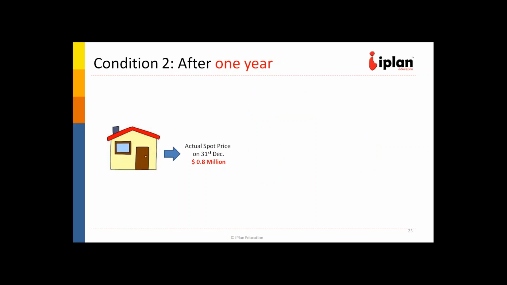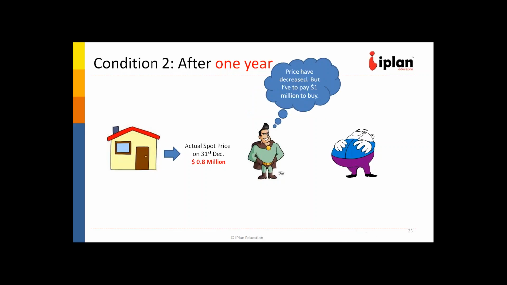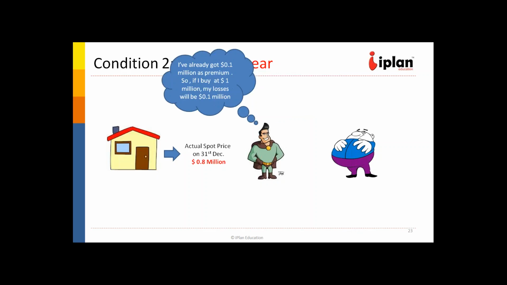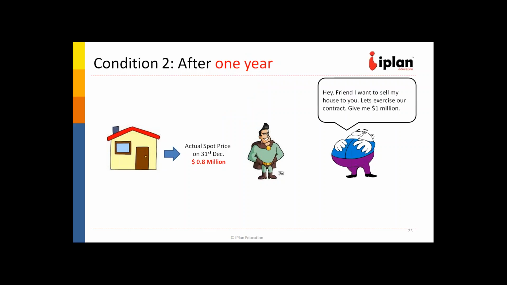So let's take condition 2. Price goes to 0.8. He says price has decreased, but I have to pay 1 million to buy because it is obligation. So I've already got 0.1 million as premium, but if I buy at 1 million, my loss will be around 0.1 million. Why? So price is 0.8. So friend, I want to sell my house to you. Let's exercise our contract. Give me $1 million. He will exercise. So buyer will face loss.